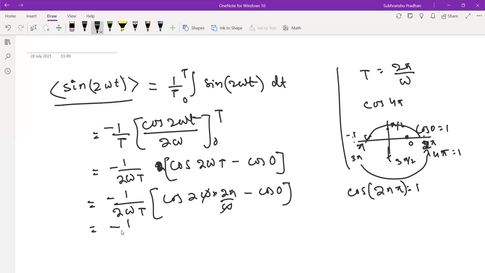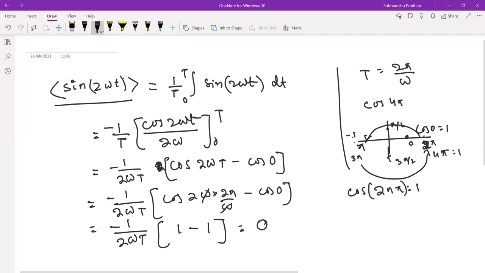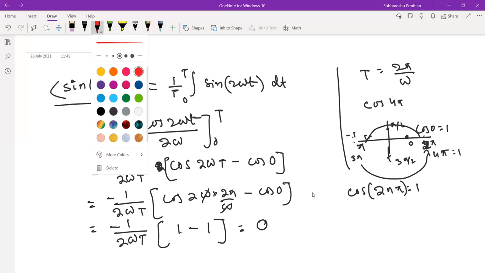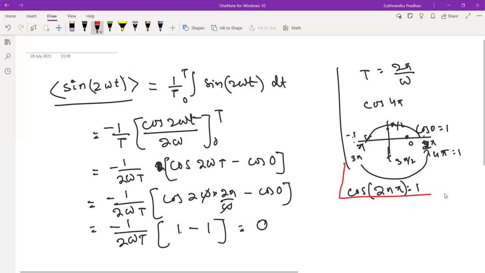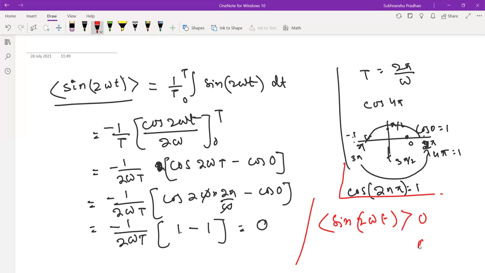So here what we will get, 1 upon 2 omega t, cos 4 pi, that is 1, cos 0 is also 1. So 1 minus 1, 0, 0 multiplied by some number, that is 0. So average value of sine 2 omega t, average value is 0.